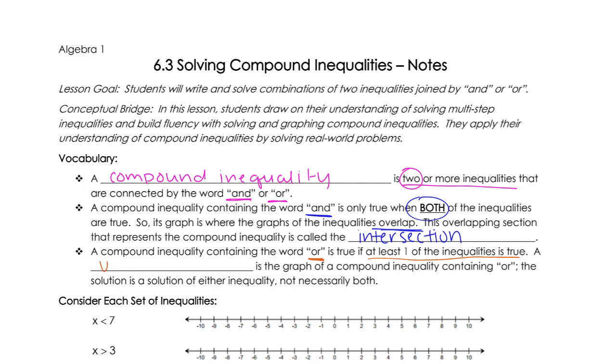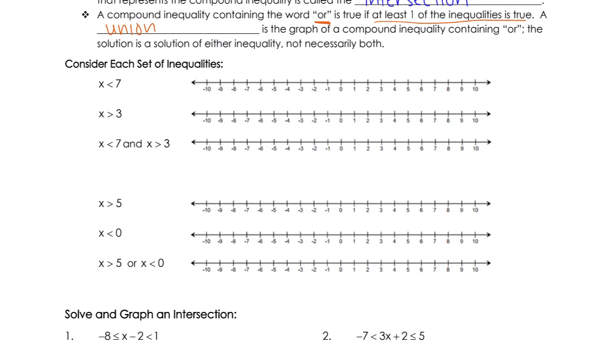A union is the graph of a compound inequality containing "or." The solution is a solution of either inequality, not necessarily both. We will talk about what both of those look like on these graphs right here.